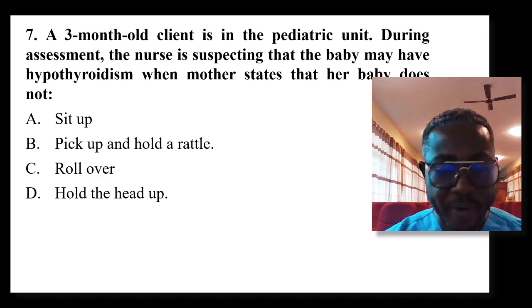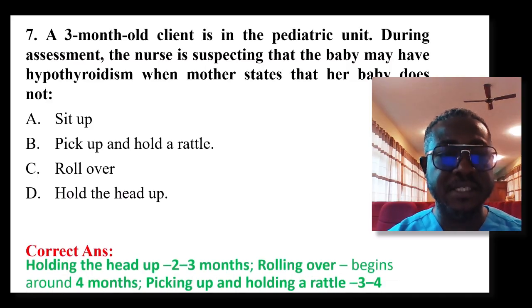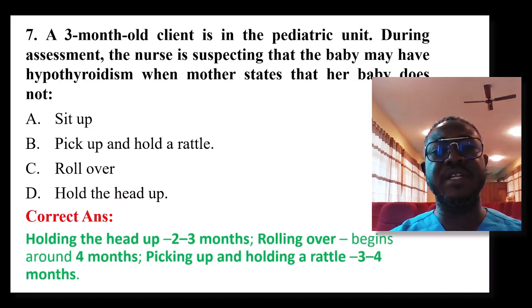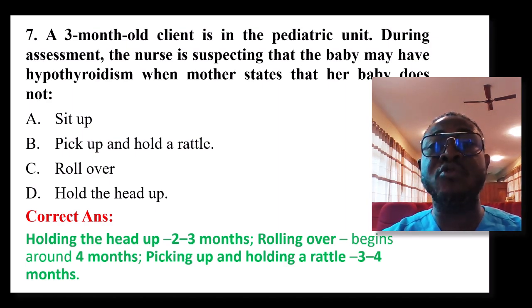The correct answer here is D. You see, this question, you don't really need hypothyroidism to solve it, but what? Developmental milestone, because the options all are talking about a developmental milestone, and the key word that we need to concentrate on here is what? The age, 3 months. So what do you expect a 3-month-old baby to do at that age?